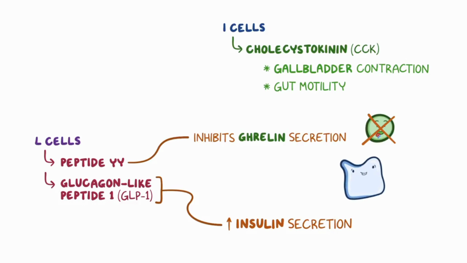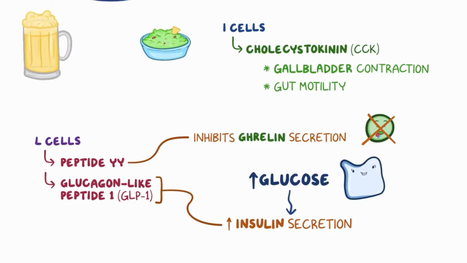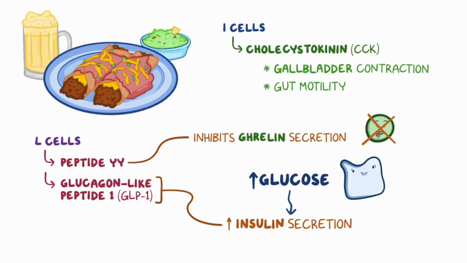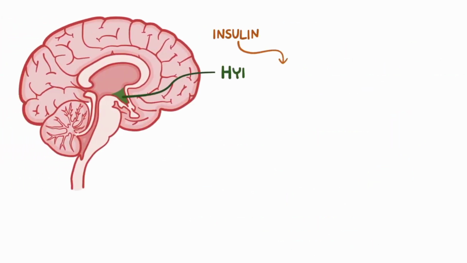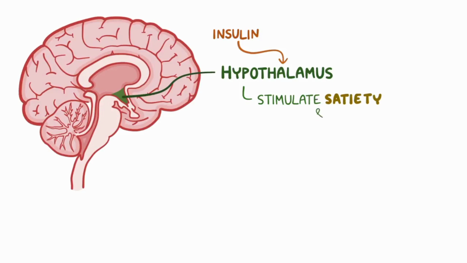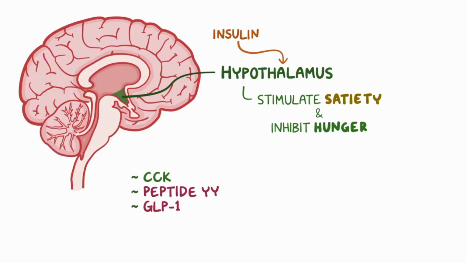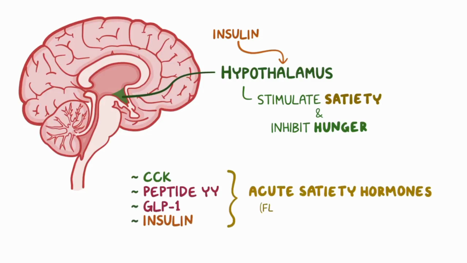Insulin is also secreted when the blood glucose level is high, like when you eat a big meal full of carbohydrates. And its main role is to cause cells to increase glucose uptake. Insulin also acts directly on the hypothalamus to stimulate satiety and inhibit hunger. CCK, peptide YY, glucagon-like peptide 1, and insulin are all short-term or acute satiety hormones since they fluctuate throughout the day depending on the food you've eaten.